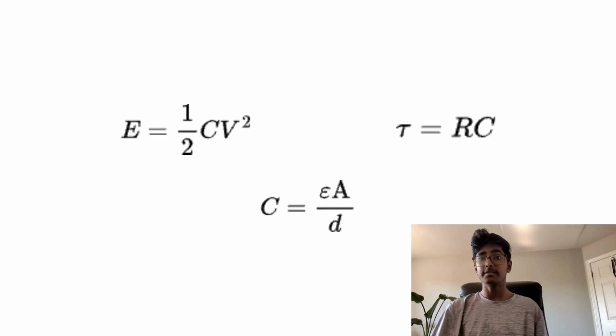The theoretical basis for this model comes from a few key equations. First, capacitance increases with surface area, shown by the relationship C = εA/d. Second, the energy stored in the supercapacitor is given by E = 1/2 CV². And finally, the charging behavior follows an exponential curve governed by the time constant τ = RC.